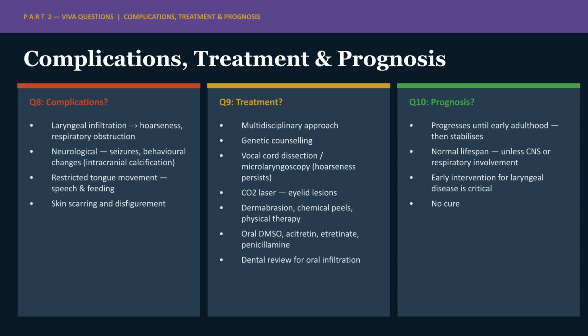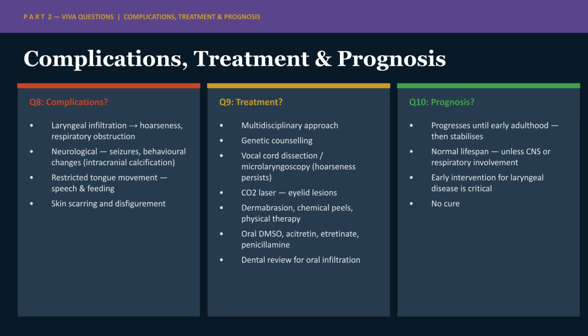A multidisciplinary approach is required. Genetic counseling. For laryngeal involvement, vocal cord dissection or microlaryngoscopic excision of deposits, though hoarseness often persists. For cutaneous lesions, CO2 laser for eyelid lesions, dermabrasion for scarring, chemical peels, and physical therapy. Systemic options include oral DMSO, acitretin, etretinate, and penicillamine. These have shown beneficial effects. Oral cavity and gum infiltration requires dental review.